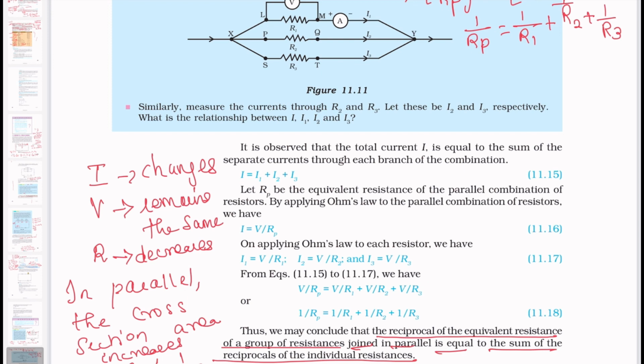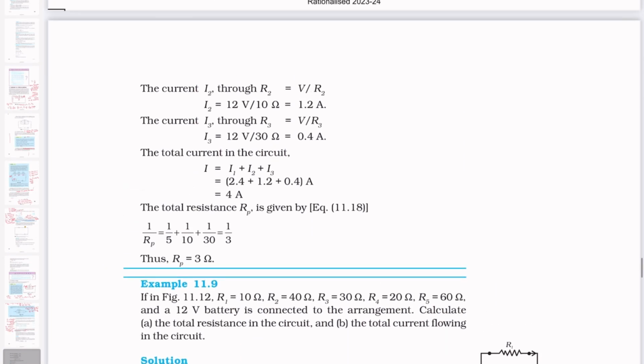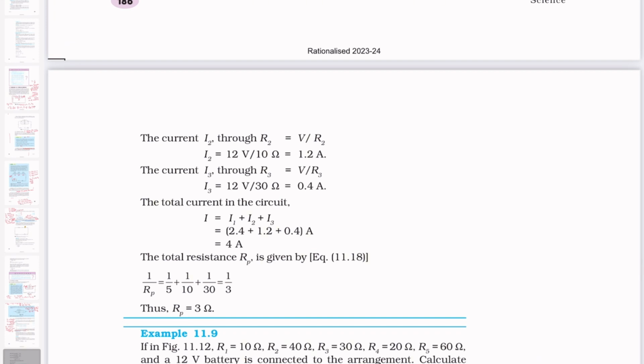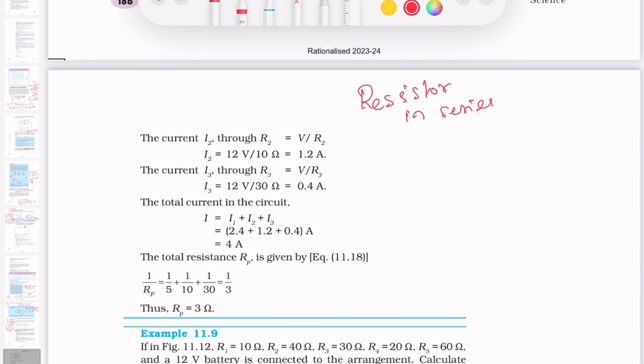Now the last on this topic would be, what is the difference between the resistors connected in series and when we connect the resistors in parallel? Now we will see the difference between the resistors connected in series connection and in parallel connection. What is the difference?